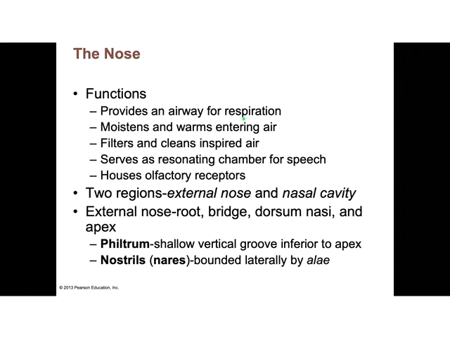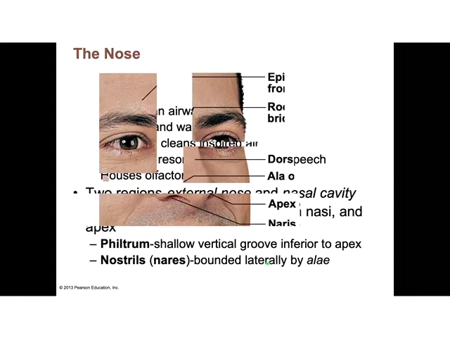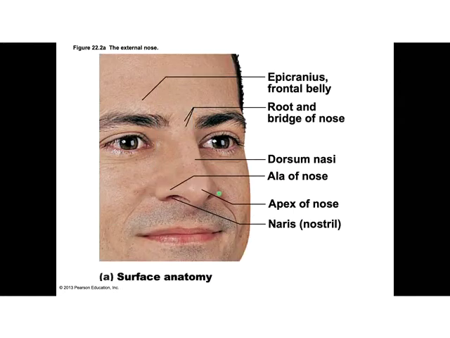The external nose and the nasal cavity are the two components, all right? The external nose is made up of the root, the bridge, the dorsum nasi, and the apex. Underneath it are the philtrum, which are the vertical grooves that are under the apex, and the external nares, which are on the outside, and they are bordered by the alae, or the wings, right? So those are the external nares. Here's the alae, right? The internal nares are at the back of the nasal cavity, okay? There's the bridge and the root of the nose, the dorsum, right? And there's the apex of the nose, okay?